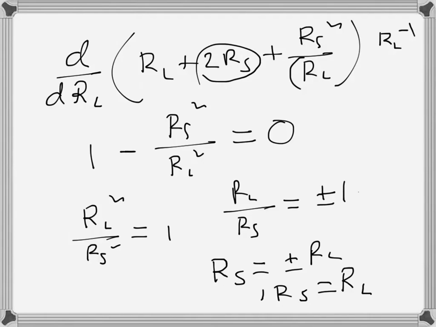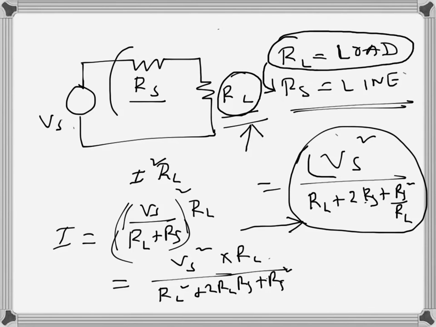So we can see that maximum power is transferred to the load when the line resistance is equal to the load resistance. In that case, half of the power is dropped in the line and half is delivered to the load, because both have the same resistance. This means the efficiency is just 50%, because half is dropped in the line anyway.